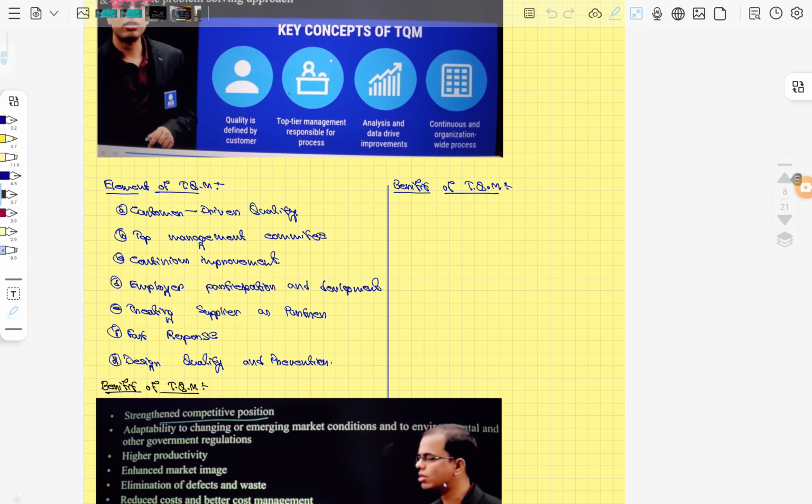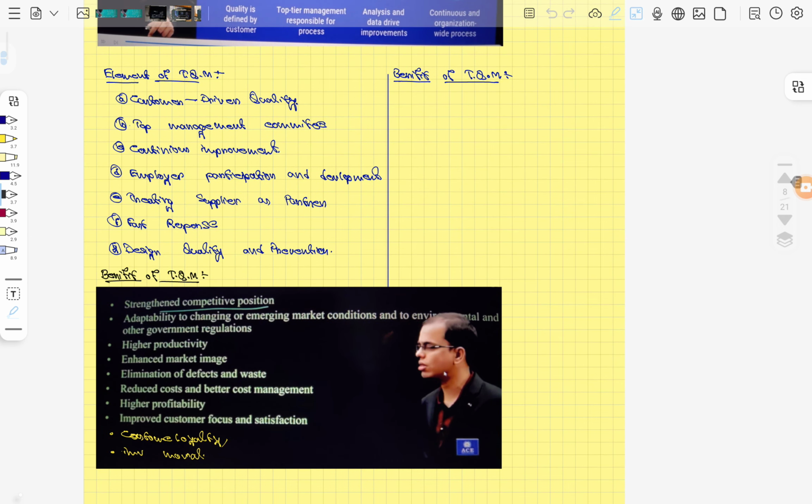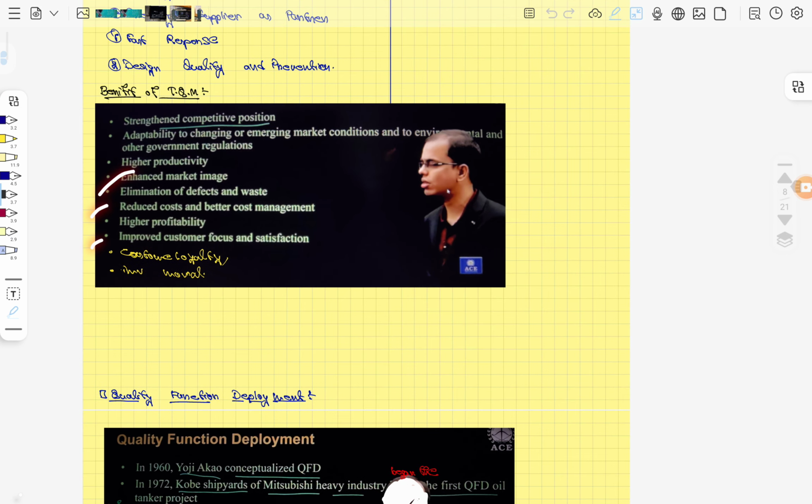There is an element of top management continuous employer partition, treating the supplier as a partner. So these are the good behaviors you should maintain. First come first response, then design quality. These are the benefits: trend and competitive, high quality, enhanced market, eliminating reduce and customer quality.